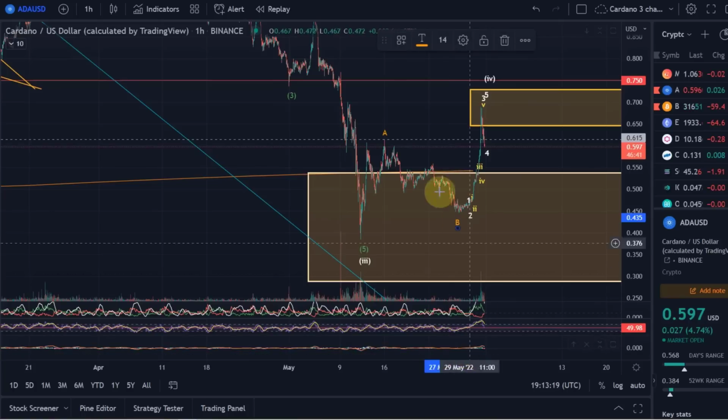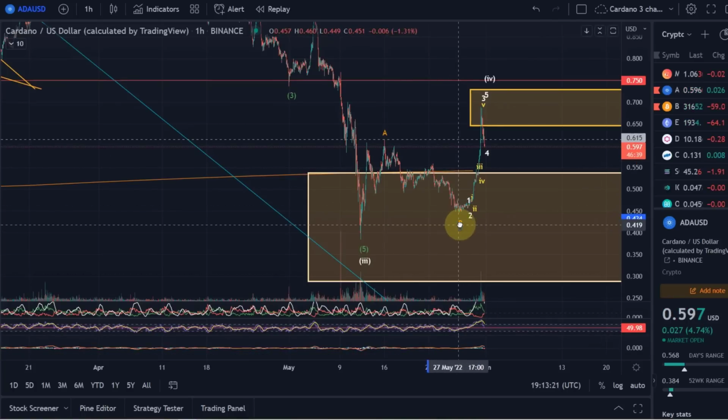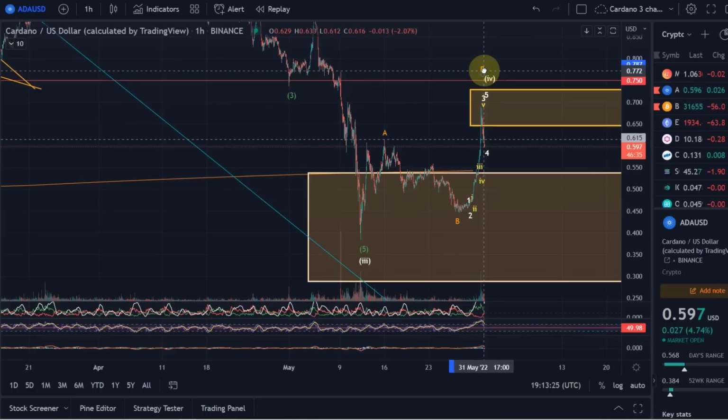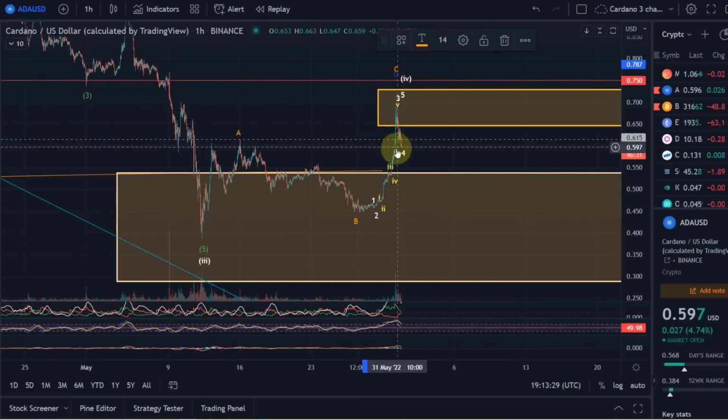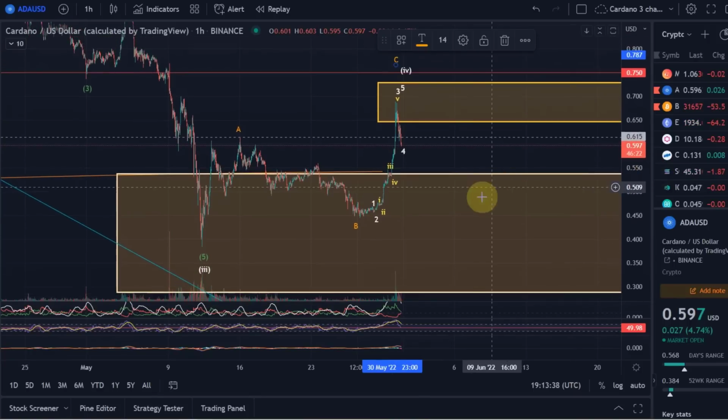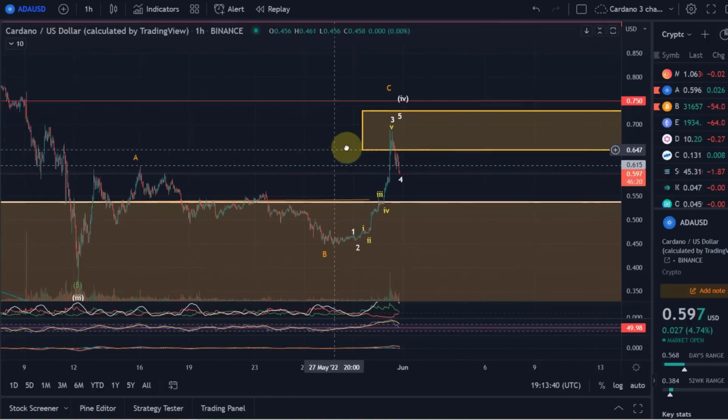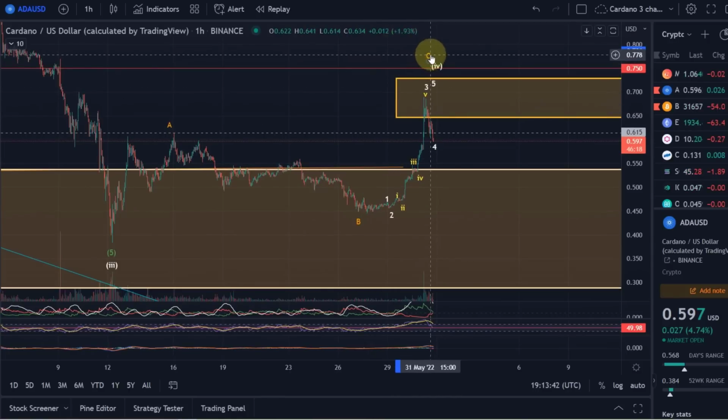Here, a wave B, A, B, C. A wave B consists of 3 waves. And this here is a wave C of a wave 4. So, in my opinion, here a wave C, an impulsive move as well. A wave C consists of 5 waves as well. This is how I currently see it, and it is one of the likely possibilities.